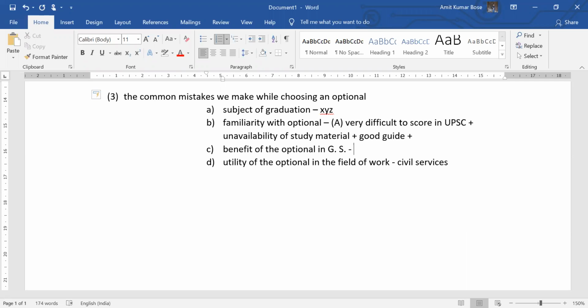Clear? And out of them, especially the first three logics, the initial three logics, play a tremendous role. We have seen a number of people depending on these logics. Don't. These logics alone cannot form the basis for the selection of an optional. If you do so, you'll be making your job harder. Please try and understand that.